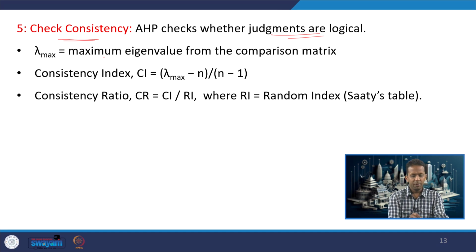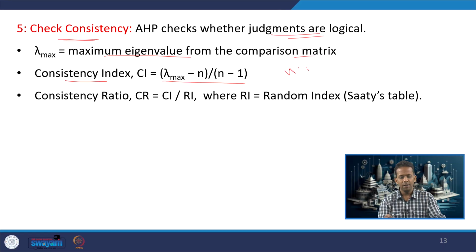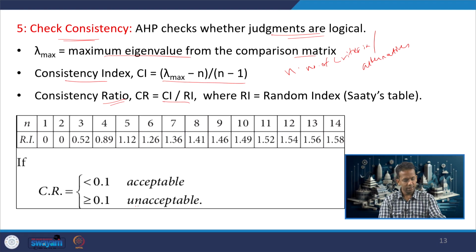For that, we use the maximum eigenvalue from the comparison matrix, and then there are two steps. One is to check the consistency index, which is lambda max minus n by n minus 1, where n is the number of criteria when we are dealing with criteria, or alternatives when we are dealing with the alternative matrix. Lambda max is the maximum eigenvalue, and once we get the consistency index, we divide it by the random index to get the consistency ratio, and if this consistency ratio is less than 0.1, the matrix that we have prepared based on the collected data is acceptable.